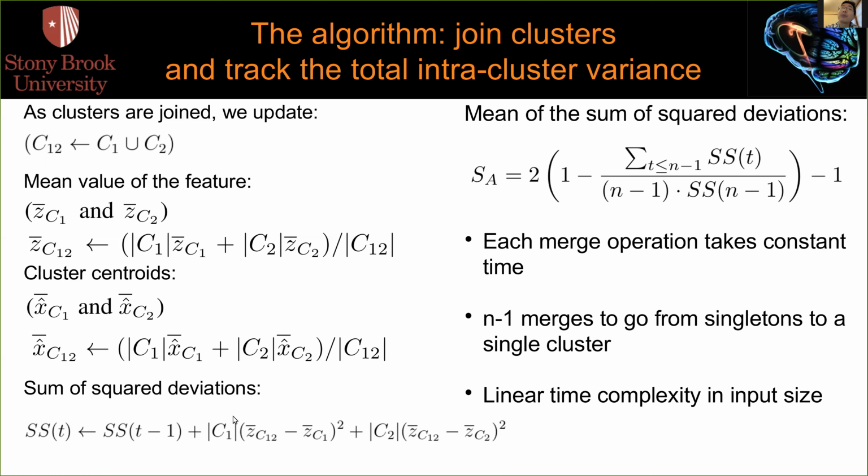Now, once we have kept track of the sum of squares, we can average them and normalize them by its final value, the sum of squares at n-1 steps. And then we do a small linear transformation to get it to be of the right sign, in the right range between -1 and 1, and increasing when spatial autocorrelation is more. And that is essentially our statistic, SA.